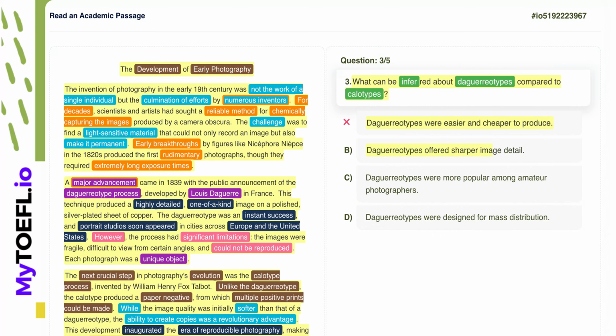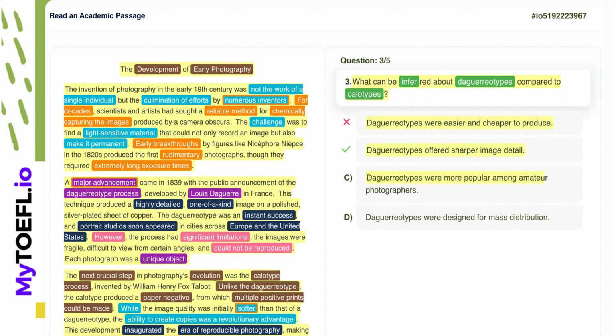Next, we'll examine option B. Daguerreotypes offered sharper image detail. This looks promising. Let's find the evidence. Paragraph 3 says, while the image quality of a calotype was initially softer than that of a daguerreotype, if the calotype was softer, it logically means the daguerreotype was sharper or had more detail. This is a perfect example of a correct inference. Correct.